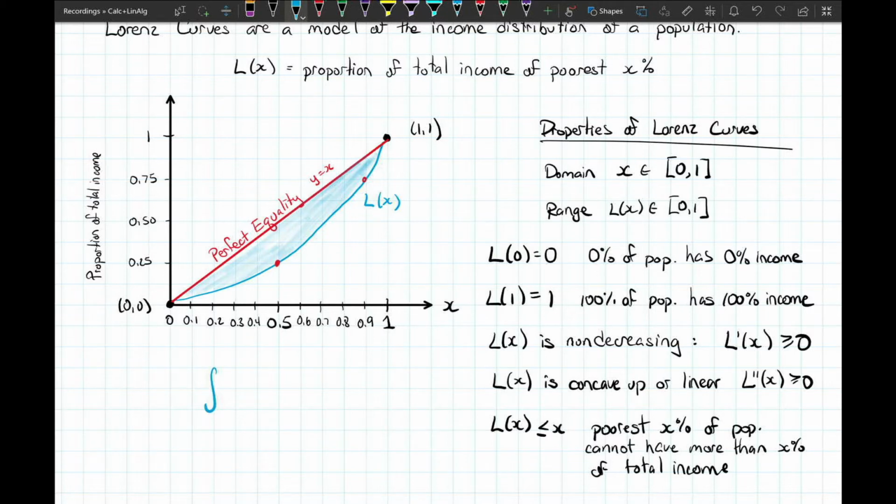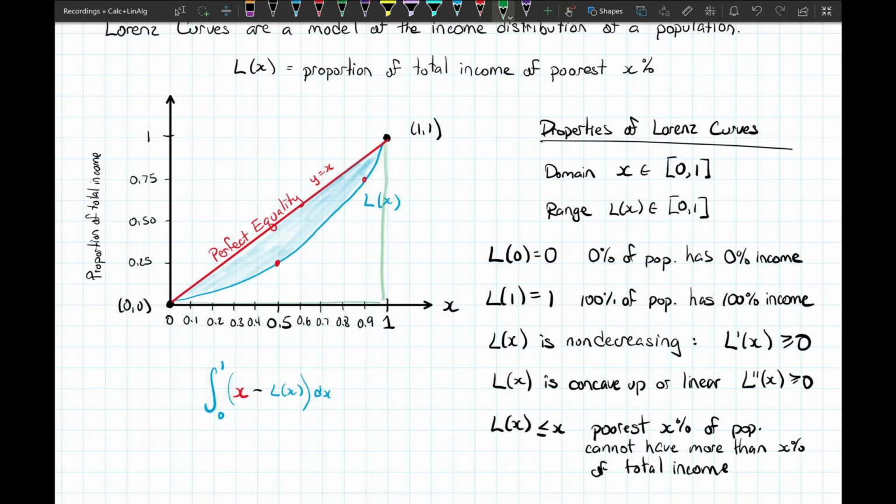Using our method for area between curves, we will look at the definite integral from 0 to 1, which is the entire population from 0% all the way up to 100%. And we will take a look at the difference between perfect equality, which is the line L of x equals x, and our given Lorenz curve L of x. Now using this integral, we will always end up with a positive value because our Lorenz curve is always going to be less than or equal to that perfect equality line. But this value is also always going to be less than or equal to 1/2, which is the total area of the triangle underneath that perfect equality line.